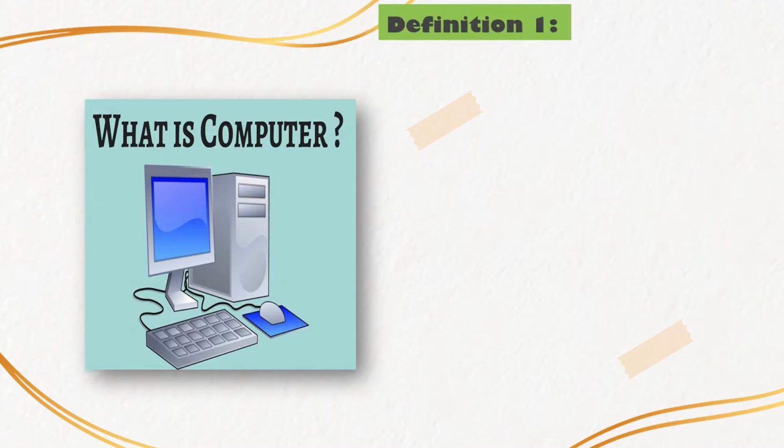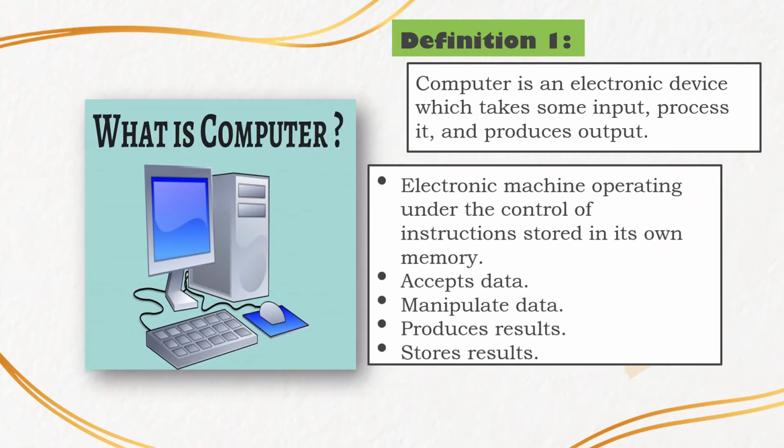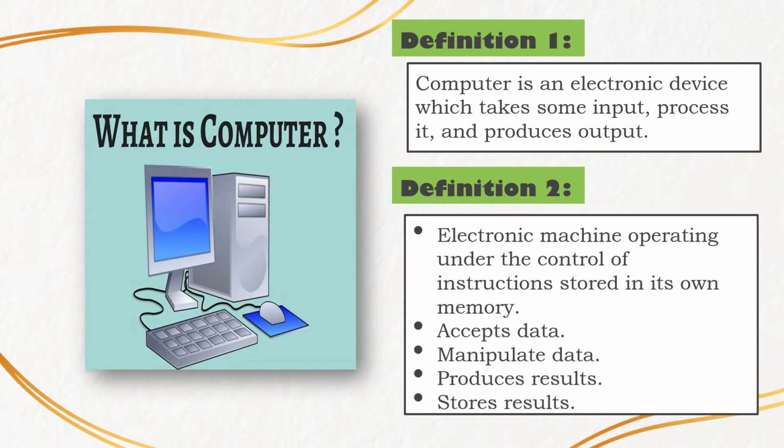The first definition is, computer is an electronic device which takes some input, processes it, and produces output. Next definition, number two, electronic machine operating under the control of instructions stored in its own memory, accept data, manipulate data, process results, and store results. Okay, that is the two types of definition.